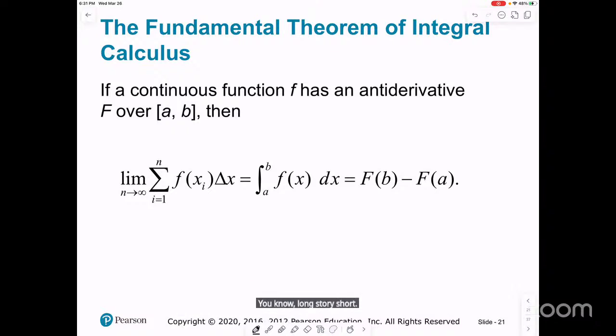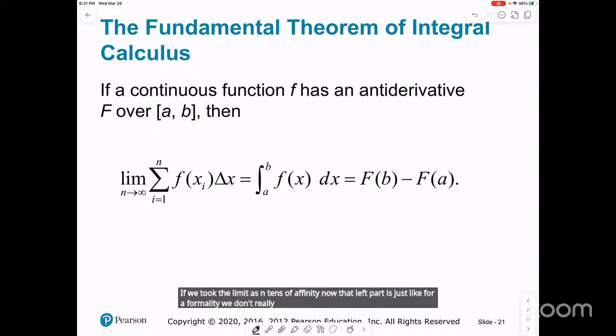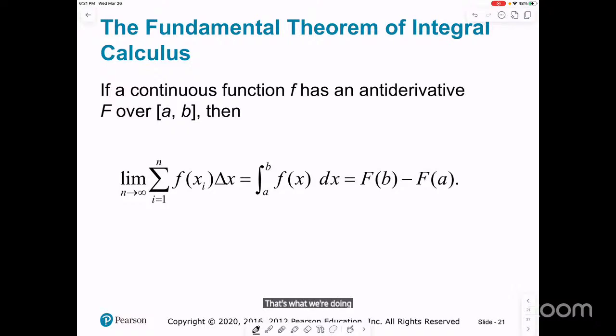the Riemann sums we had from last time, if we took the limit as n tends to infinity. Now that left part is just for a formality. We don't really do anything there. We're working with that expression in the center. It's just saying conceptually that's what we're doing, but we're using these integration techniques in the center like we've been doing.